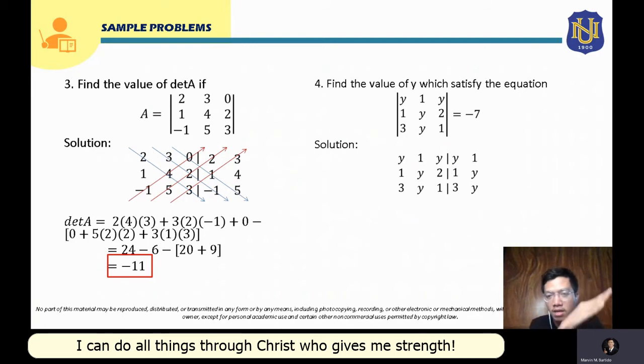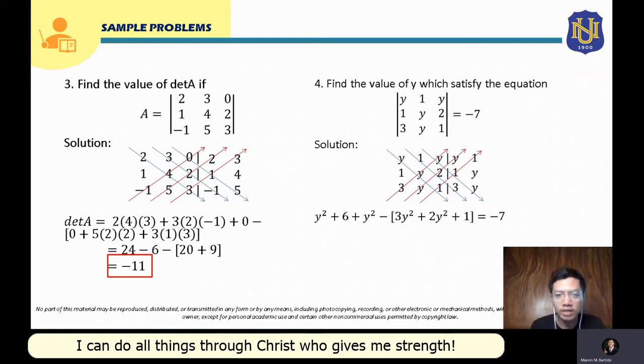So we just multiply the elements in the downward to the right direction. And then after that, we subtract what we are going to get from multiplying all the elements in the upward to the right direction. Okay, now we are going to do that.